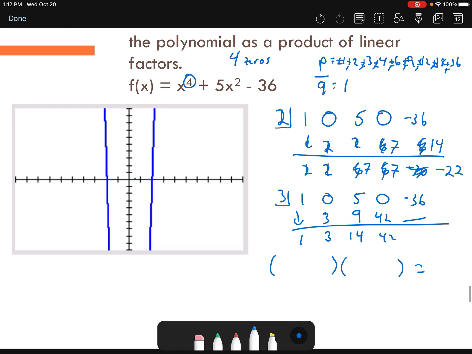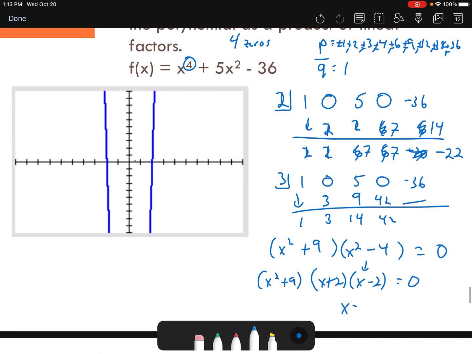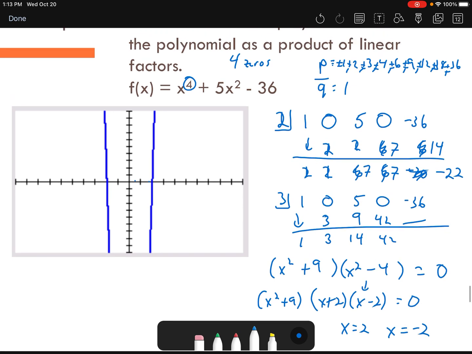Well, we've got an issue, don't we? Could it be factorable? Could we factor this? X squared and x squared. Let's see, 12 times 3, nope. 9 times 4, there we go. Plus 9 minus 4, there we go. That will give us, and then we can factor this. I guess it's easier to factor it. So it should have been 2. 2 and negative 2. X equals 2 and x equals negative 2.